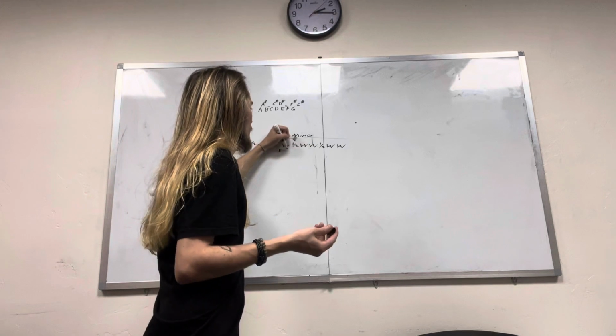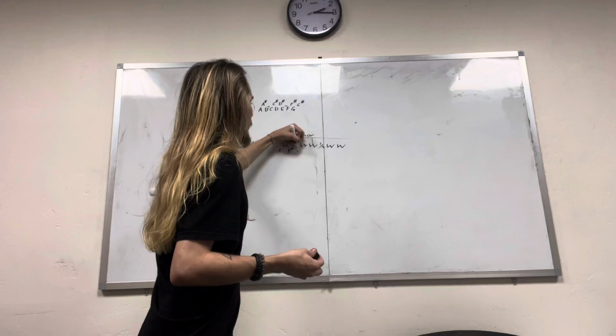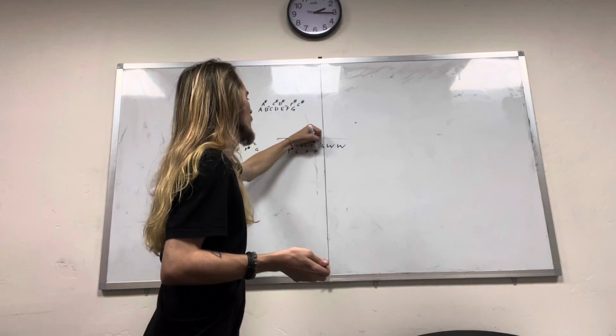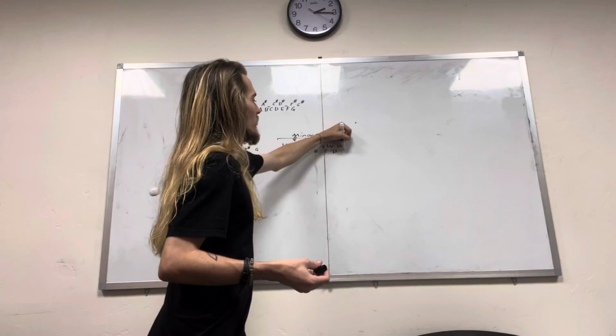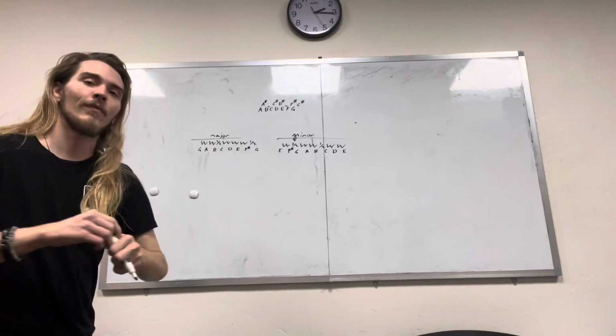If we go up a whole step from E, we end up at F sharp. From there we go to G. From there, a whole step up from G would be A, a whole step up from A would be B, half step from B would be C, a whole step from C would be D, a whole step from D would be E, right? And we went through our whole scale.